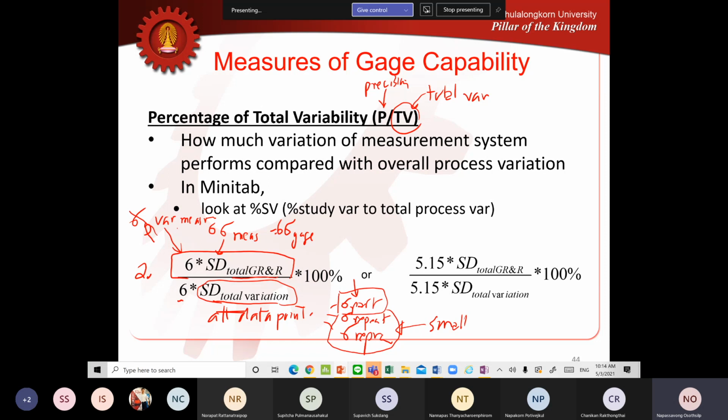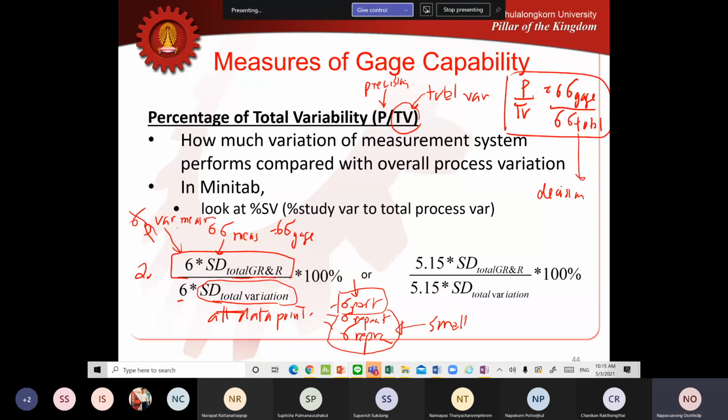Let me write it down one more. In short, P means quantified by 6 sigma of the gauge, and TV is 6 sigma total. Based on this formula, Narapat, could you please explain why do we have to consider this ratio to make decision? To check for the tolerance and error.